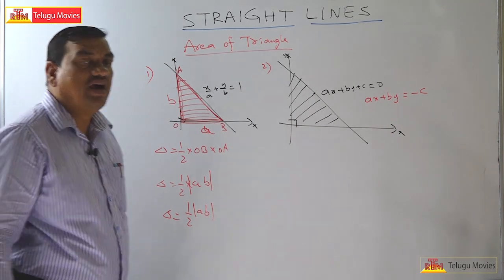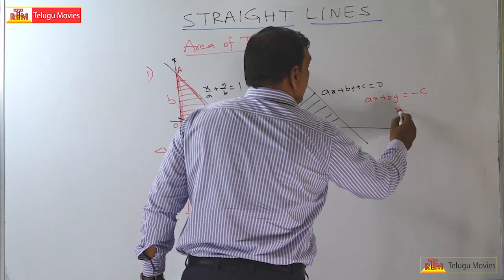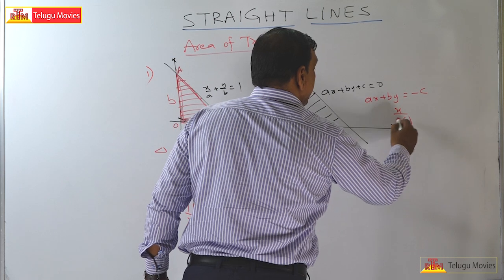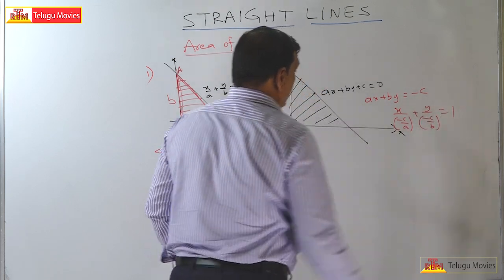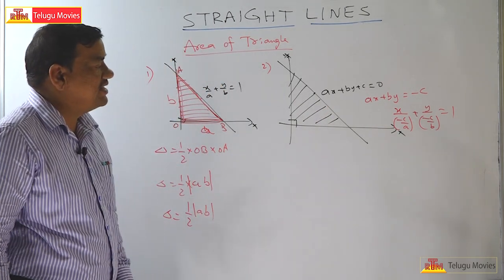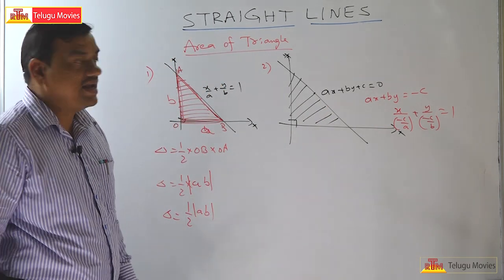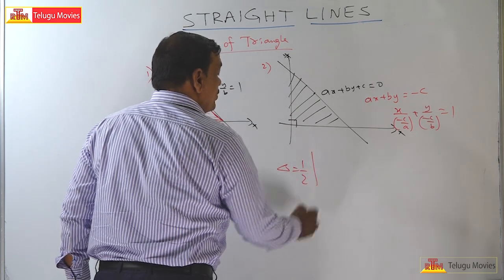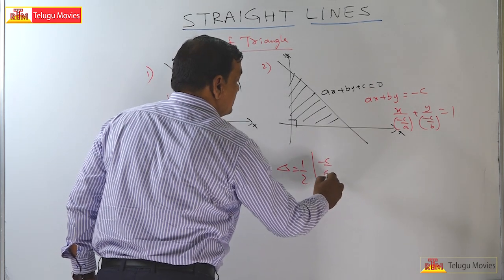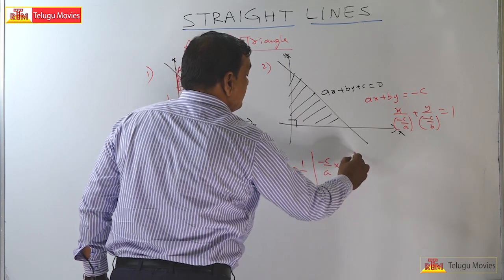So, divide by minus c. Therefore, x by minus c by a plus y by minus c by b is equal to 1. Here the x intercept is minus c by a, and the y intercept is minus c by b. Then what is the area of the triangle? Half into modulus of x intercept, minus c by a, and y intercept, minus c by b.